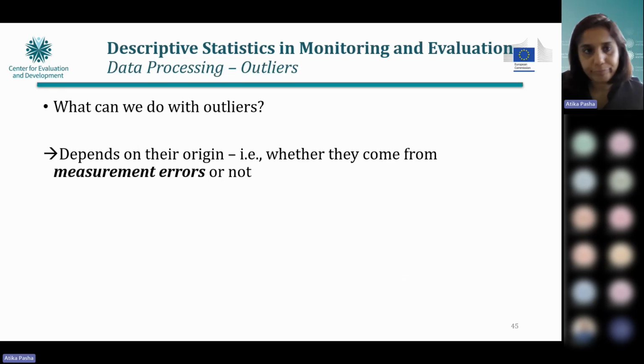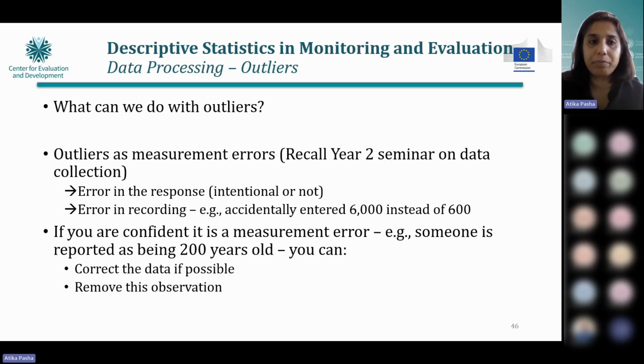So what are we going to do? We are going to see whether or not this is a real outlier. So depending on the origin, where this value comes from, we have to process this outlier differently, having identified it as an outlier. Okay, so let's talk about measurement error.